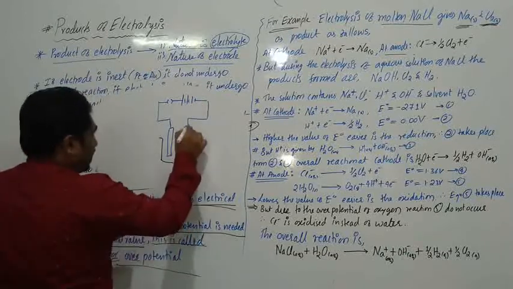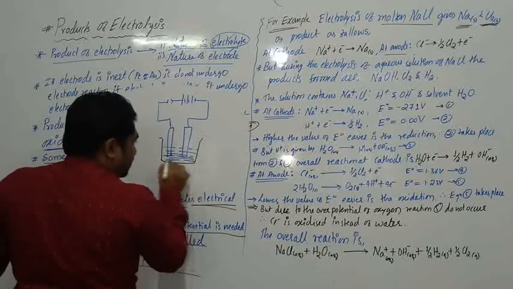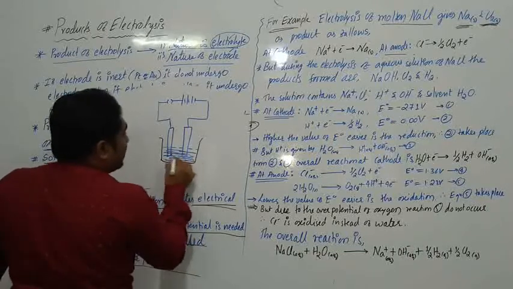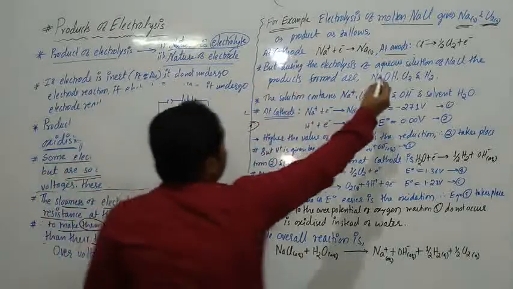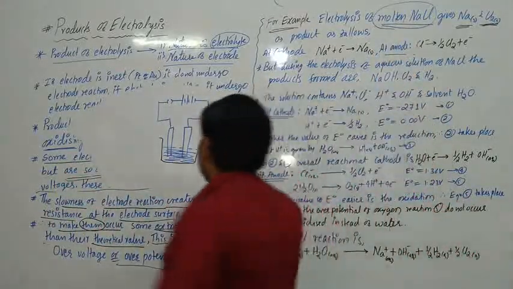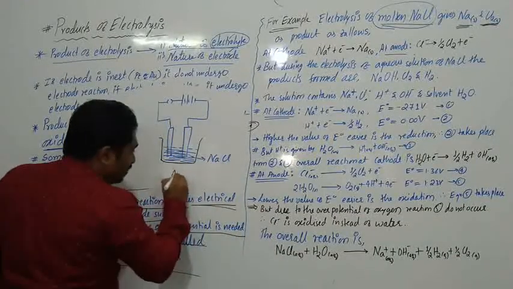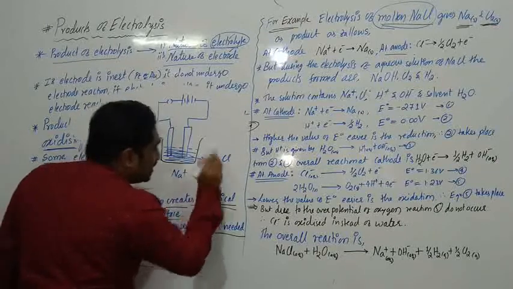Here I have taken platinum electrodes, and here I have kept the electrolyte. Which electrolyte have I taken? Here I have taken molten NaCl. What does molten NaCl mean? The solution contains only Na plus ions and Cl minus ions.